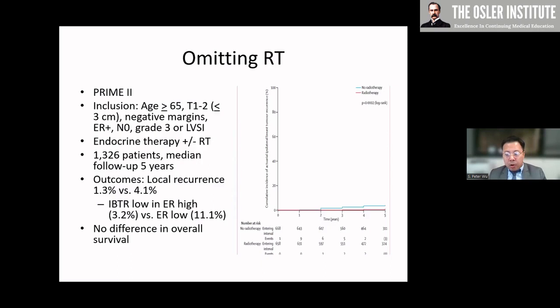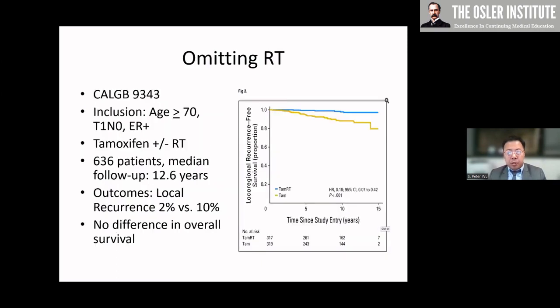And again, we see a small but probably clinically not as important separation in the curves when it comes to IBTR. And this did not represent any difference in overall survival. The IBTR rate was 1.3% versus 4.1% at 5 years. Most importantly, no difference in overall survival.